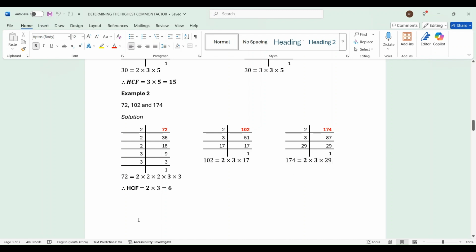Now we want the highest common factor. If we check here, we are having a 2, here we are having a 2, here we are having a 2. What are the common prime factors we are having? 2 we have, but in the other ones we are no longer having 2. So it's a 3, here we have a 3, here we have a 3. So our highest common factor becomes 2 times 3, which is going to give us 6.